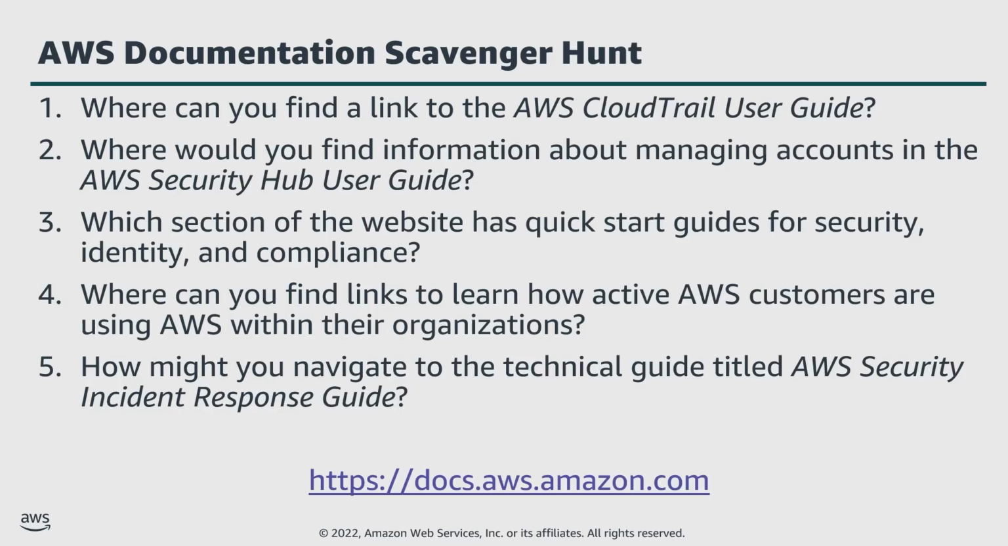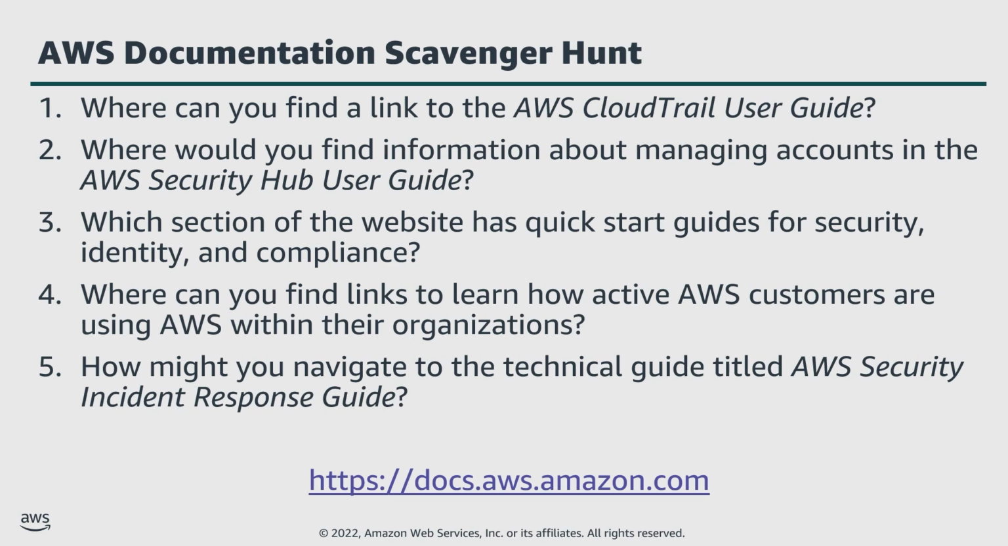Where can you find links to learn how active AWS customers are using AWS within their organizations? On the main documentation page, go to the General Resources section and choose the Case Studies link. On the Customer Success Stories page, scroll down to the Cards section. Here, you can apply filters to find case studies based on location, industry, use case, and other characteristics.